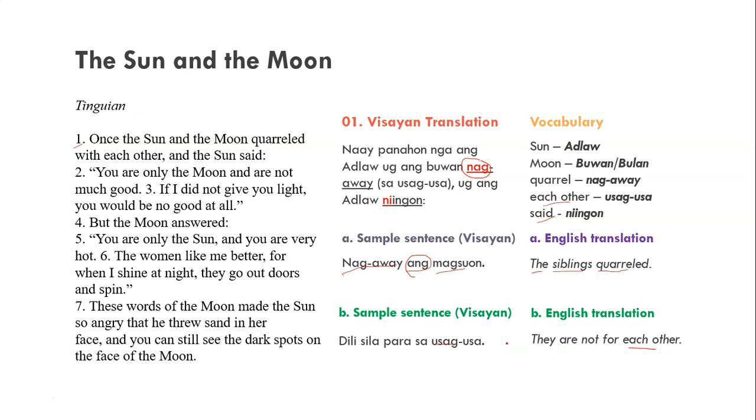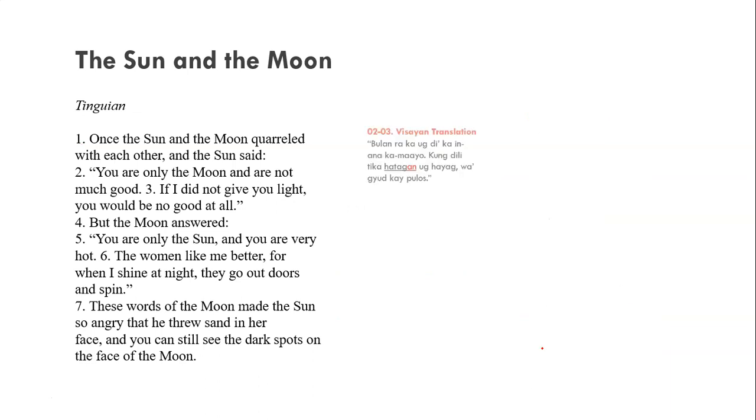Each other is usag-usa, and dili is not, sila is they, para sa is for, and the "are," which is a linking verb in English, has no equivalent word in Visayan, by the way. Shall we move on to the next sentences?